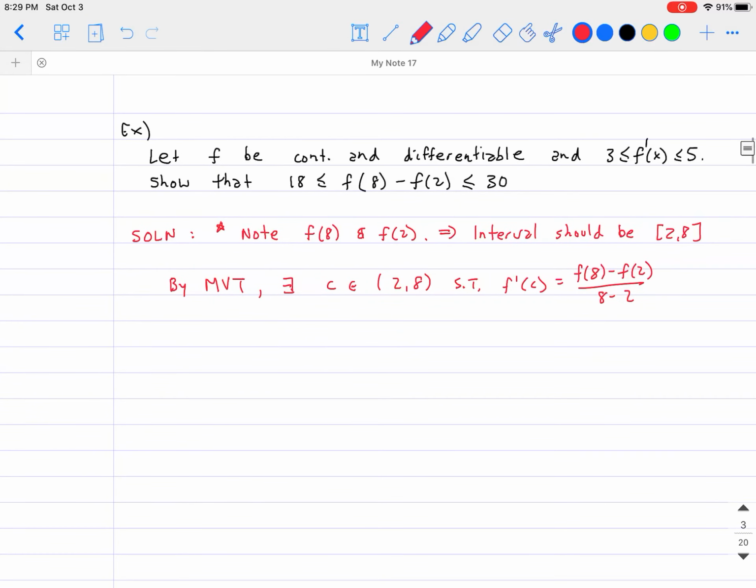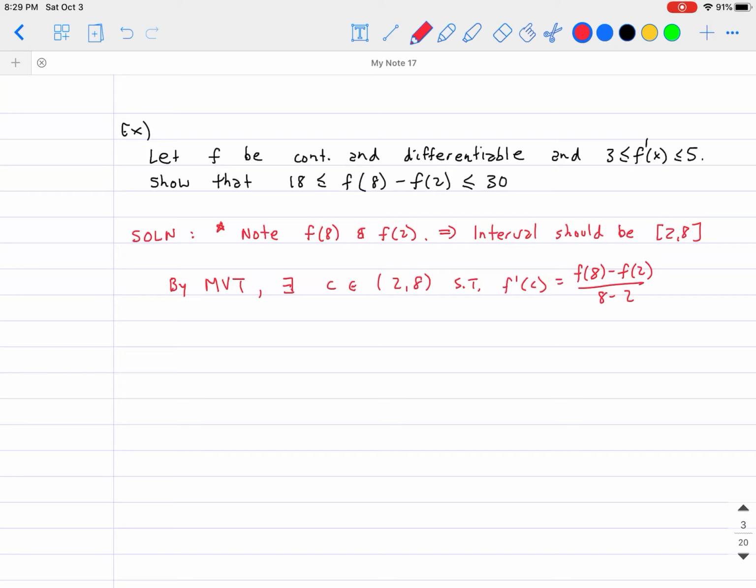All right, so now let's go ahead and take a look at this last example over here. Let f be continuous and differentiable. That is basically key right there for my mean value theorem. And in fact, it's probably key for most of the stuff that we're going to be doing in first semester calculus. And f prime is somewhere between 3 and 5 inclusively. Show that 18 is less than or equal to f of 8 minus f of 2, which is less than or equal to 30.